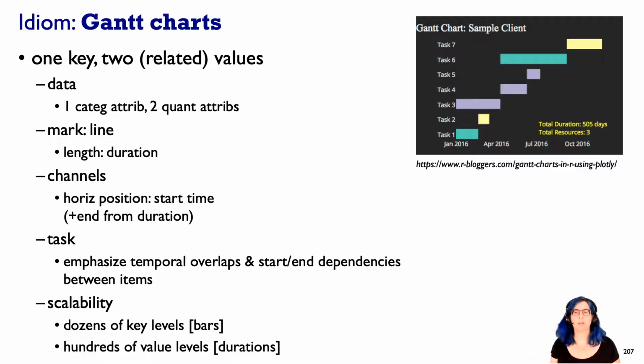In terms of scalability, we'll have dozens of key levels. These are these bars. And we could have up to hundreds of value levels. That is, how many different possible lengths could you perceive? Those are these durations, definitely hundreds, again, in our 1,000 by 1,000 pixel conjectured window size.